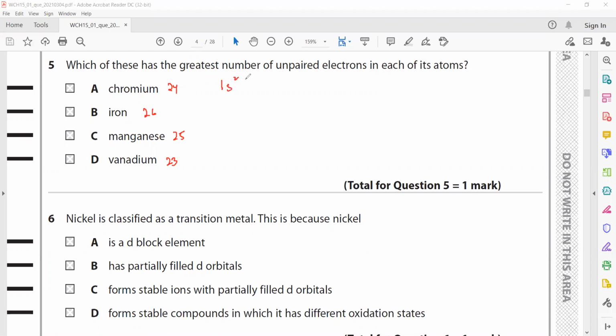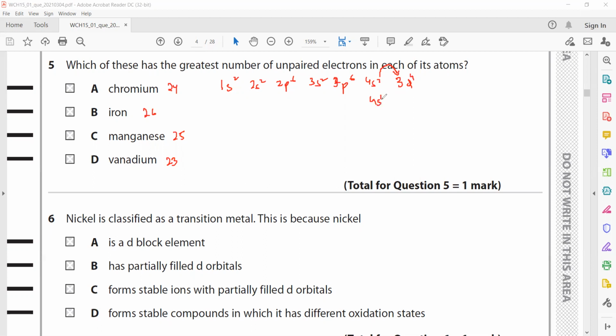So it will be 1s2, 2s2, 2p6, 3s2, 3p6, 4s2, because in terms of energy, 4s has low energy, so according to the Aufbau principle, electrons always fill the lower energy level first. So we arrange till 20 electrons are arranged, and then we are left with 3d4. But what happens is, because half-filled orbitals are more stable as compared to partially filled orbitals, one of the electrons jumps from the s orbital to the d orbital.